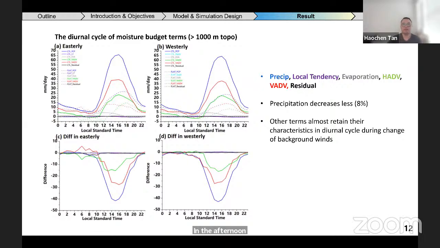So for areas with topography height above 1,000 meters, the precipitation undergoes a similar diurnal variation from westerly to easterly, but the decrease is less compared with the average of precipitation over all islands. It only decreased about 8%. So the diurnal cycle of the other moisture budget terms almost retains their characteristics, with relatively small differences during the change of background winds in the control compared with the area of all islands.